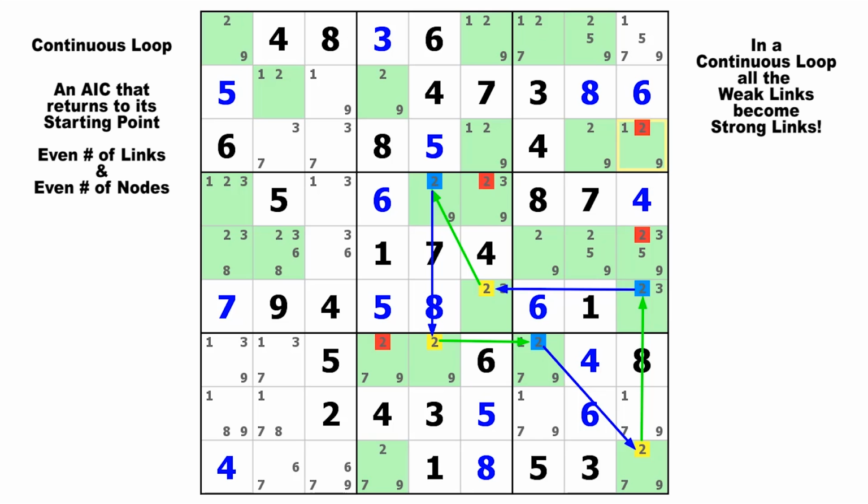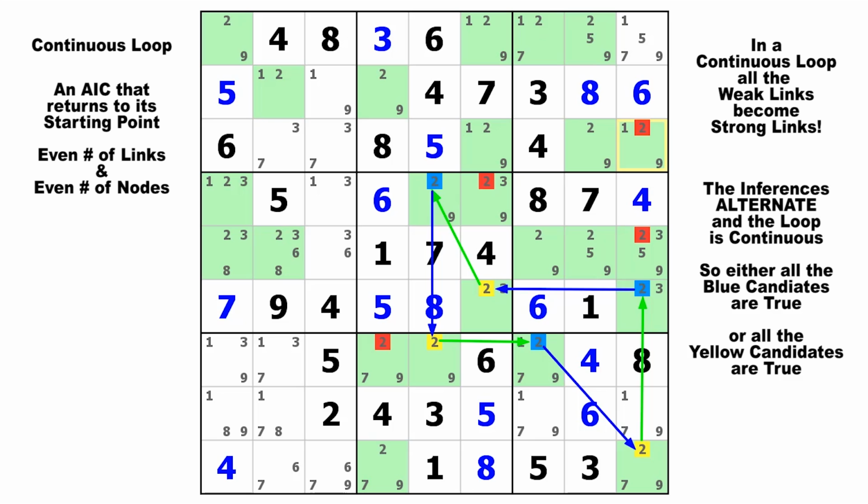This time there were 6 nodes and 6 links. Because the loop is continuous, this means that either all the blue-colored candidates will be true or all the yellow-colored candidates will be true. So any other same digit candidate that can see both a blue one and a yellow one must be false, and this is the case for any other same digit candidate that lies in the same house as one of the weak links. In each of those houses, either the blue one is true or the yellow one is true, so all the other ones in that house must be false.